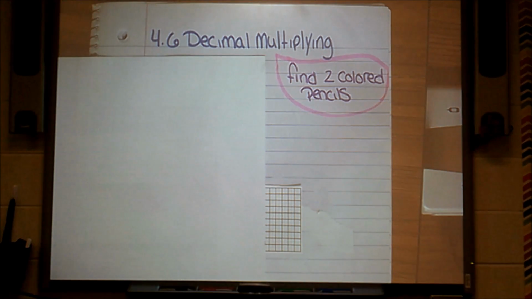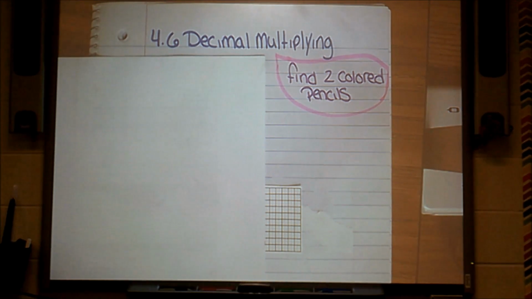Moving right along into chapter 4, we are now going to be looking at multiplying decimals, two numbers that have decimals in them. So as the little note off in the corner says, find yourself two colored pencils. When I say two colored pencils, I really like to see these colored pencils be contrasting colors, or even colors that you know will mix well when you do some shading.